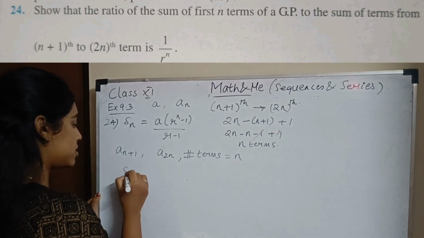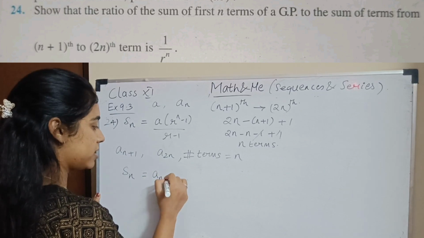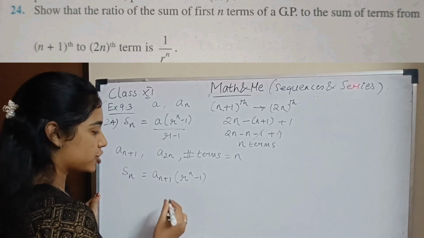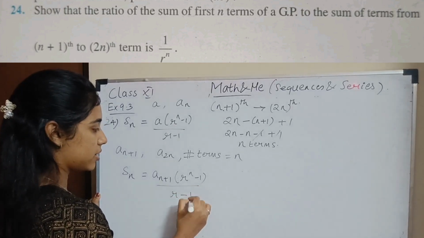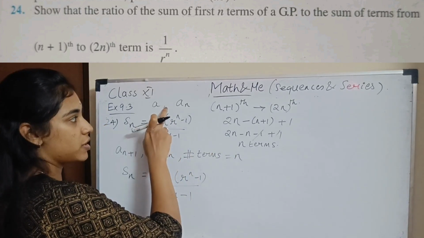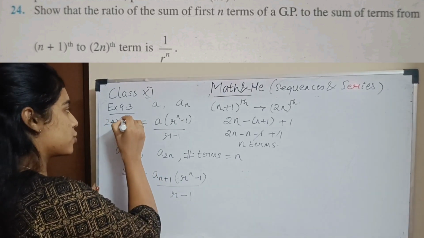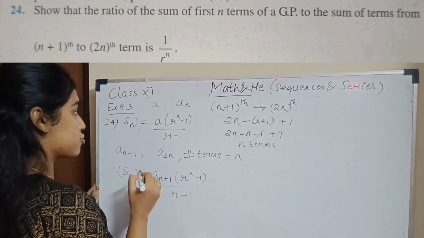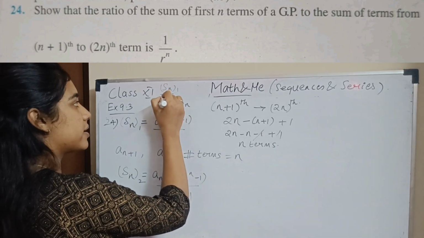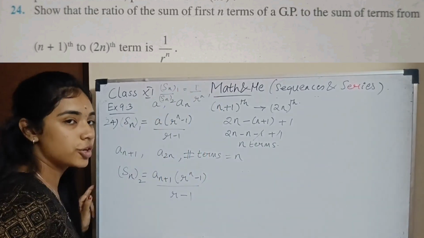So what is my summation? Sn equals, what is my a? The first term is a n plus 1 times r to the n minus 1, the common ratio won't change, divided by r minus 1. Why did I put n? Because the number of terms here is also n. They are asking us to prove that the ratio of these two, let me call this 1 and this 2, Sn of 1 divided by Sn of 2 equals 1 by r to the power n. So this is what you have to prove.